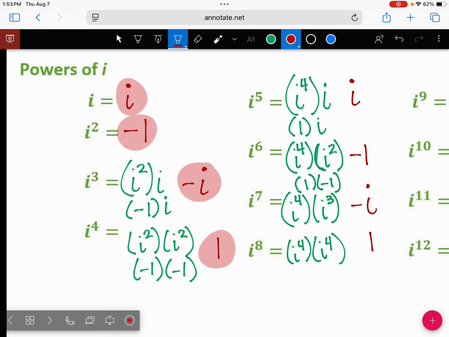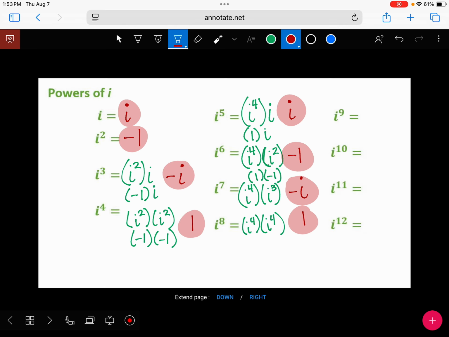So when you look at the top, I want you to notice how we just repeated the same 4 answers. So i and i to the 5th are the same. i squared and i to the 6th are the same. i to the 3rd and i to the 7th are the same. i to the 4th and i to the 8th are the same. Without doing a whole lot of this work, what do you think we're going to get for i to the power of 9? We're back to the top.